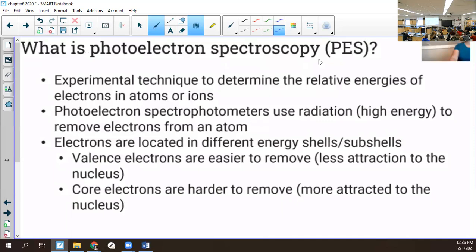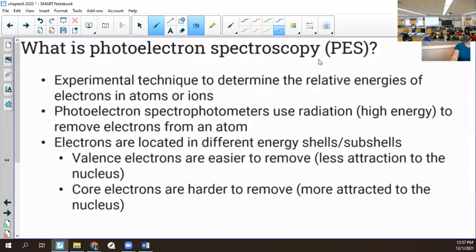So here we go. You watched the video, so I'm going to go fast, but it's an experimental technique to determine the relative energies of electrons in atoms or ions. So they energize it and they find out how much energy it takes to remove everything. And then by that, they can tell where those electrons were. Because if it was really hard, then they were really close. If it was pretty easy, then they were pretty far. Photoelectron spectroscopy uses radiation to remove electrons from an atom. Electrons are located in different energy shells.